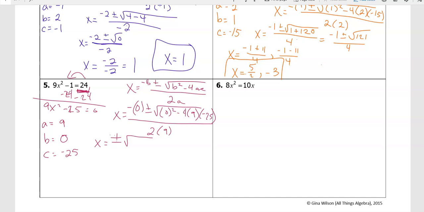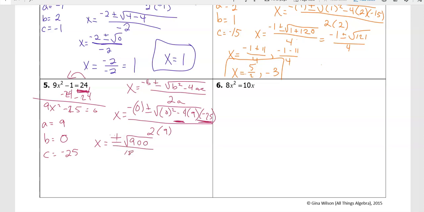Some of you might wonder where I got that from. I have negative 4 and negative 25 gives me 100. When you multiply, times 9 gives me 900. And 0 plus 900 is 900. And that is all over 18.